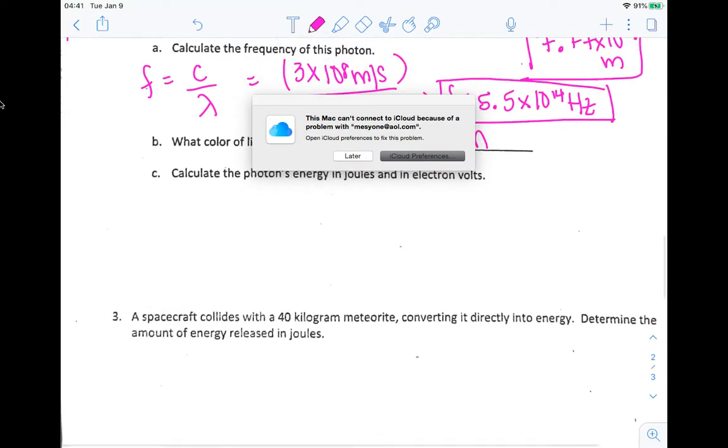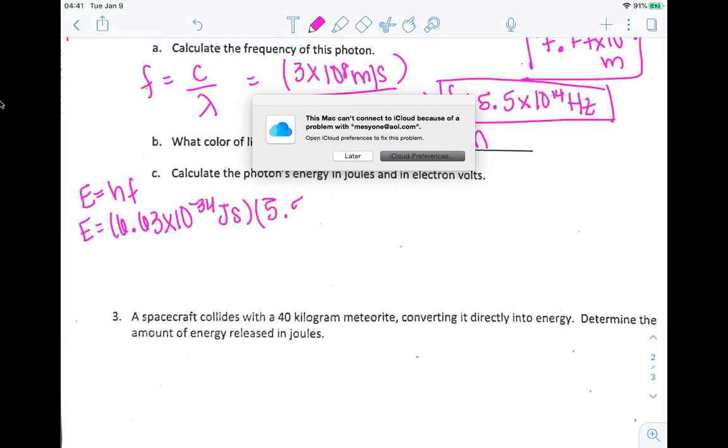Letter C, calculate the photon's energy in joules and in electron volts. So here, we're going to use the formula E equals hf. We're looking for energy, which is E. H is our constant, Planck's constant, 6.63 times 10 to the negative 34 joule seconds. F is what we just solved for, 5.5 times 10 to the 14 hertz. And solving in our equation always uses joules. So we should end up with 3.65 times 10 to the negative 19 joules.